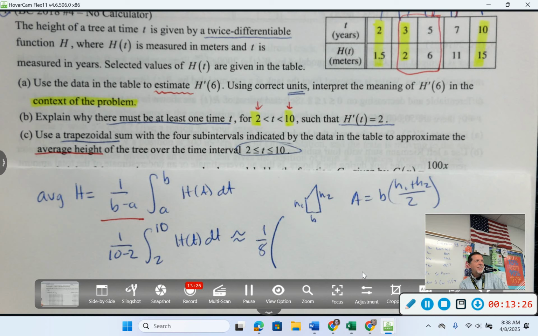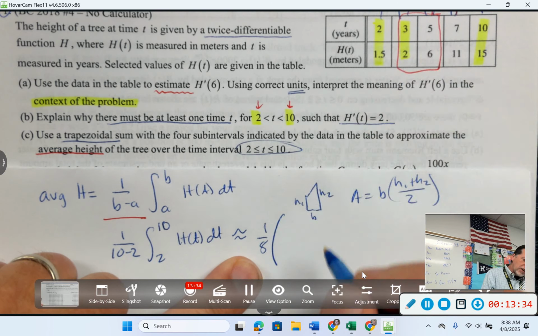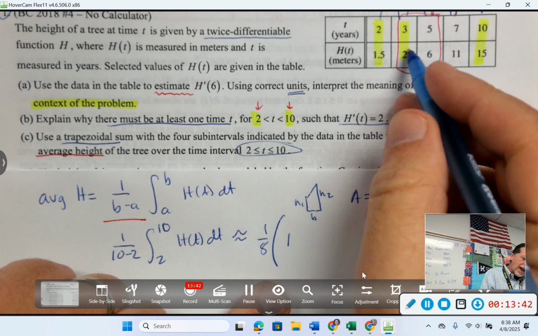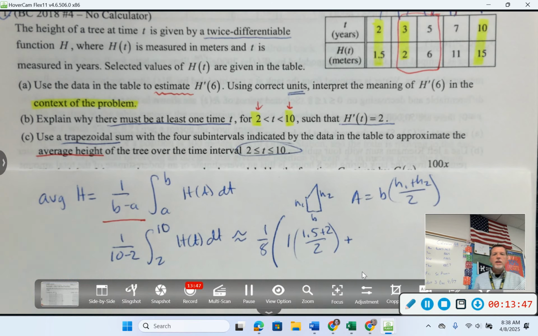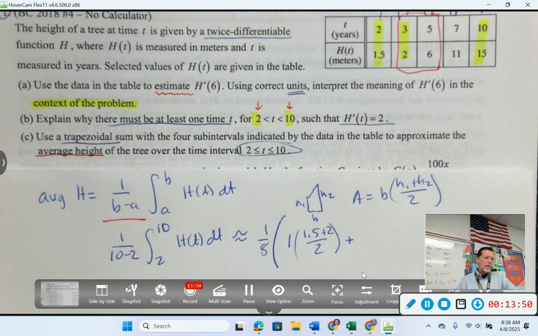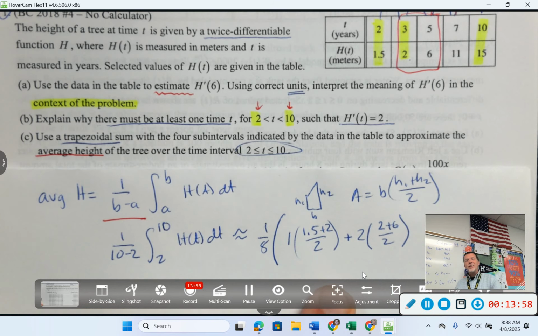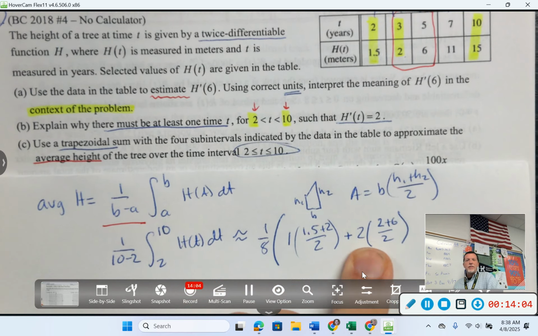Let's see. So that first trapezoid is 1 wide. A few people got these backwards, the width versus the height. So 1 wide, and the average height, 1.5 plus 2 over 2. And then 2 wide, and the average height. Most of you just wrote it all out, which is how you ought to do it. A few of you on some of these, like, you know, the average of 2 and 6 is 4, so you just put 4 there. That's fine too.